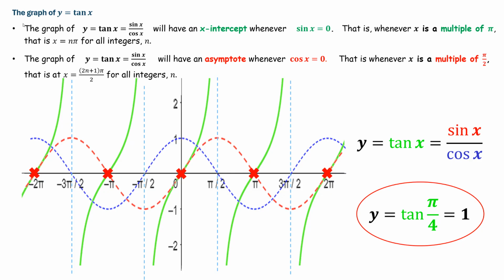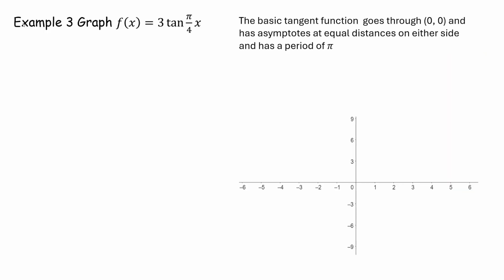It's right in the middle. The 0 of the graph is right in the middle of the two asymptotes. There's an asymptote pi over 2 away on the right and another asymptote pi over 2 away on the left. So that is what we know about the basic tangent function. It goes through 0, 0. It has asymptotes at equal distances on either side, pi over 2 away, since the period is pi. And so we're just going to see how this function differs from that.